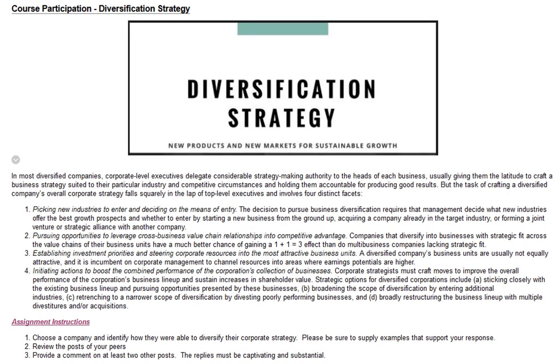So the first assignment, the course participation diversification strategy. In order for any company to survive, for the most part, they need new products and new markets to sustain growth. This week you will analyze a company and inform your fellow students as to how that company applied the diversification strategy method to ensure that they were able to sustain growth well into the future. So the assignment instructions, of course: choose a company and identify how they were able to diversify their company strategy. Make sure you provide examples that support your response.